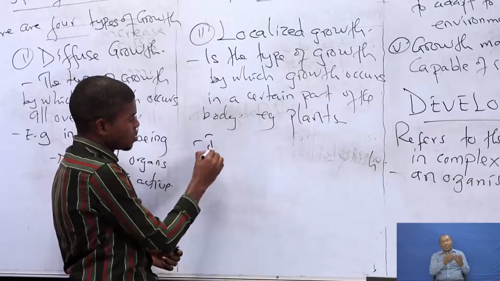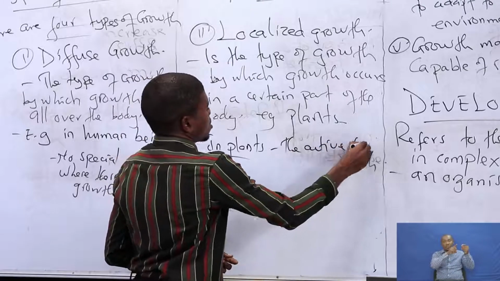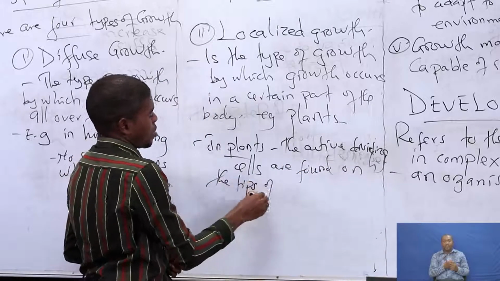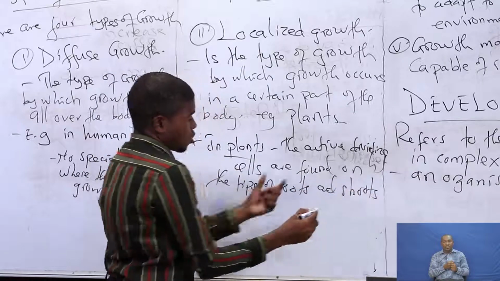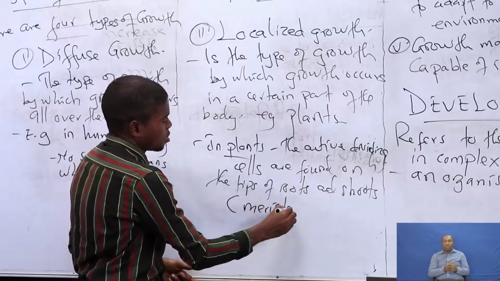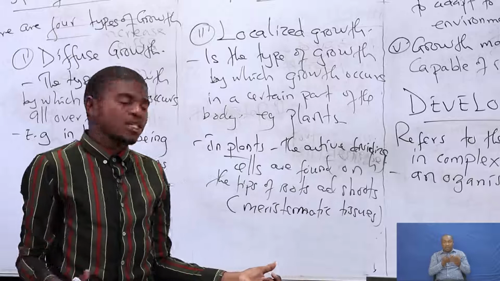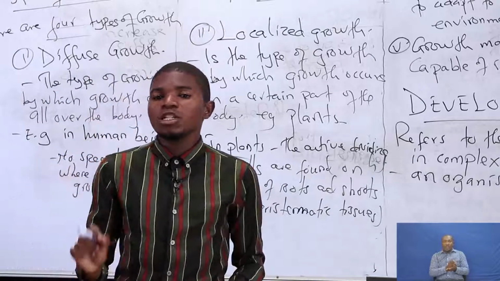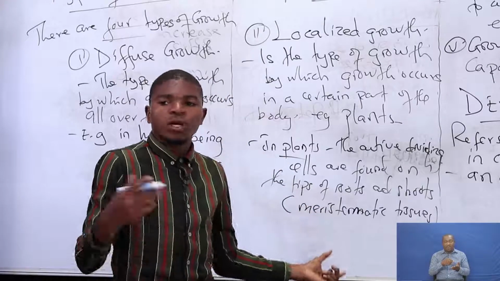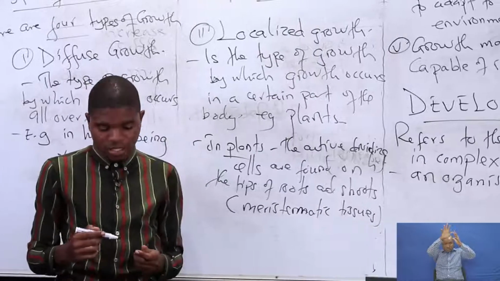The active dividing cells in plants are found on the tips of roots and shoots. Together, at the tips of roots and shoots, where the active dividing cells are much concentrated, we call them meristematic tissues. These are the regions where there are very actively dividing cells, which means in root tips and in shoot tips, the cells tend to enlarge and divide mitotically to form many cells, which bring about the growth of the whole plant. That's why we call it localized growth, which means there is a certain region where there are very highly dividing cells.